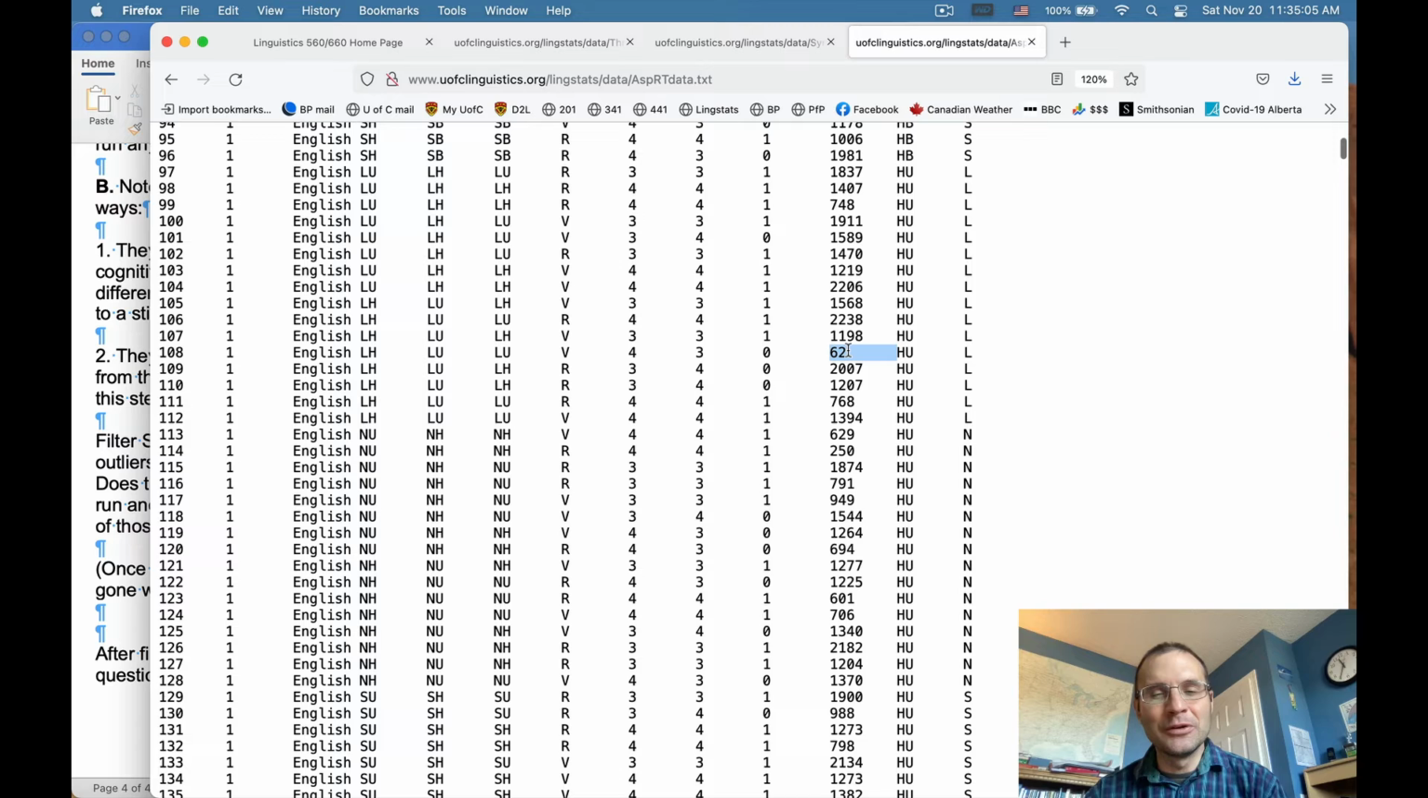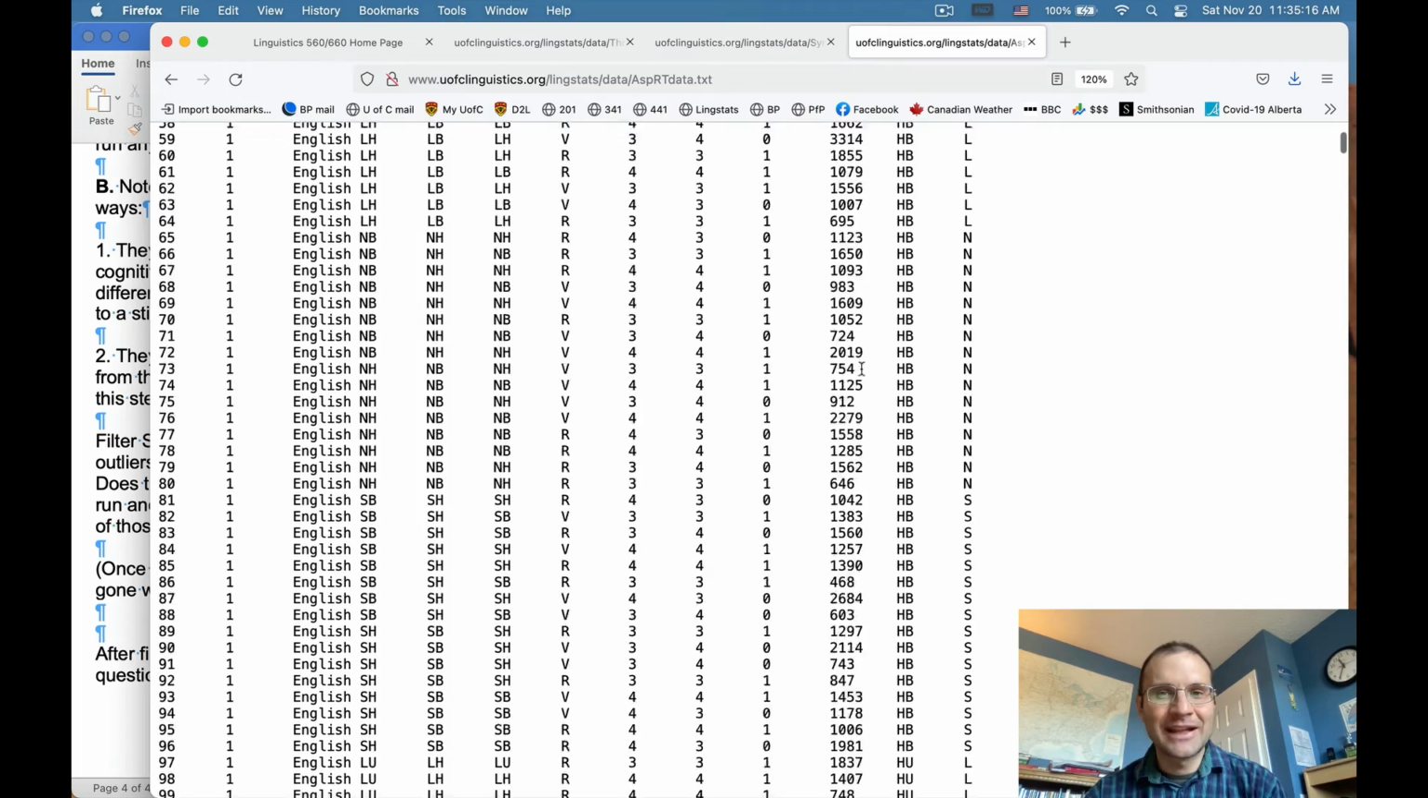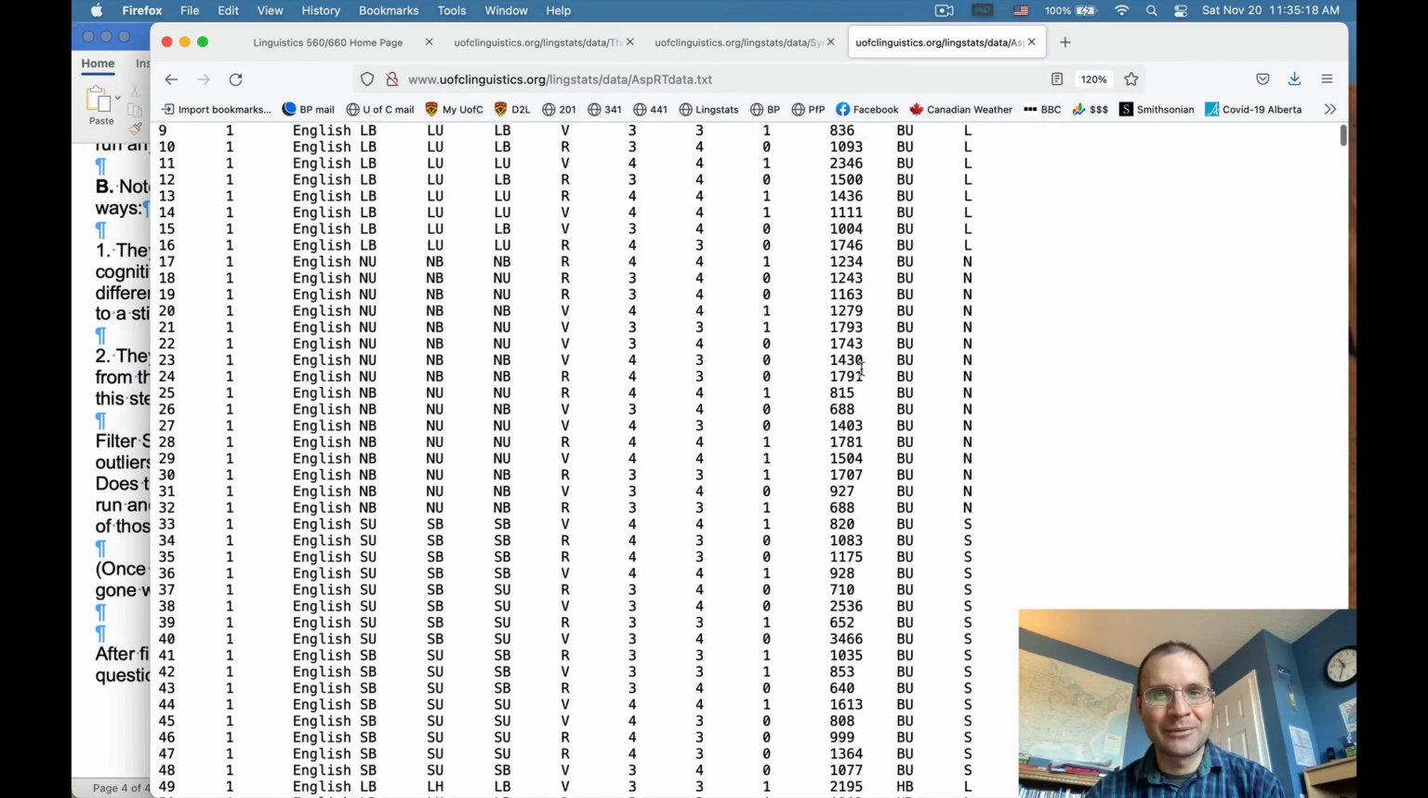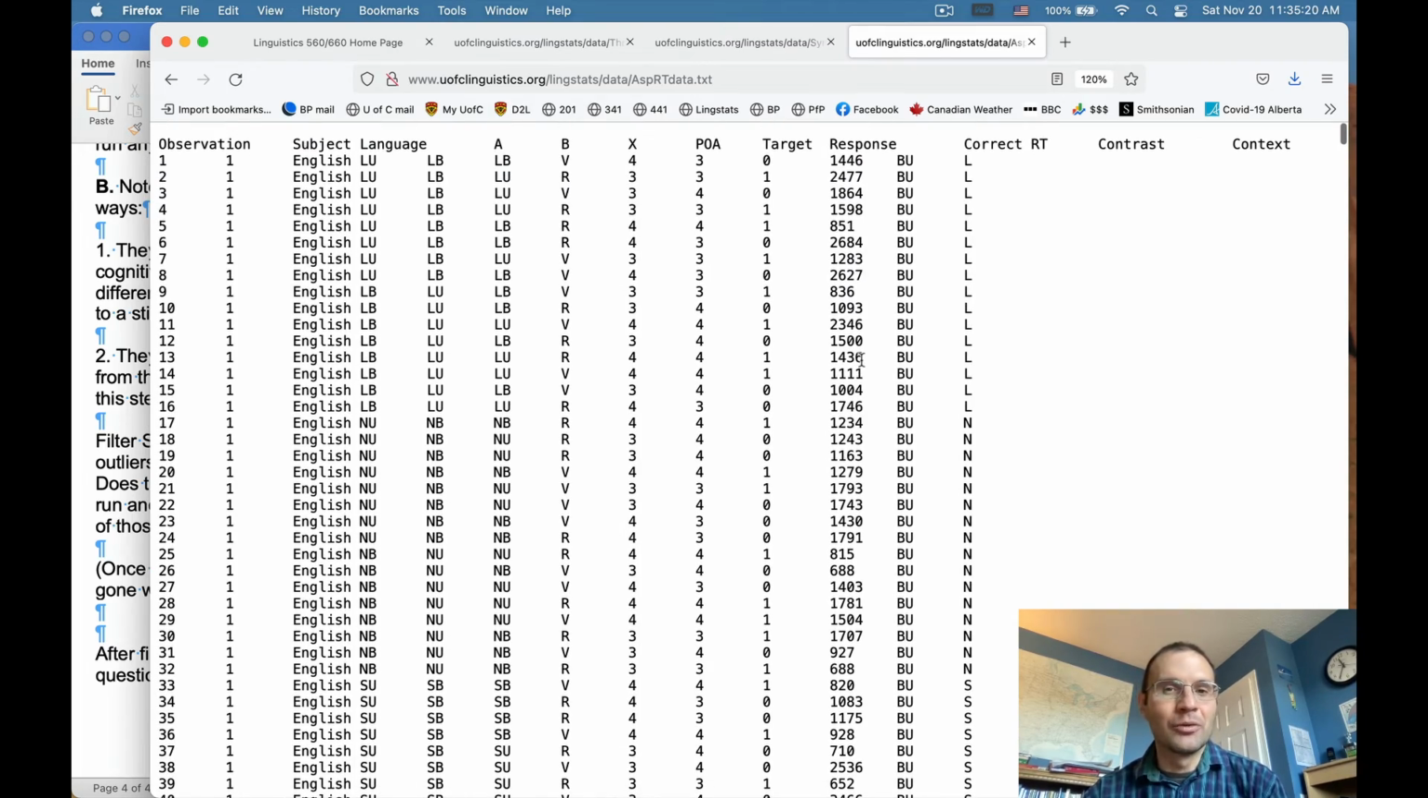Sometimes you might get people who don't really care what they're hearing. They're just clicking the button as fast as they can to get out of there. In that case, you might expect a lot of super short response times, like 60 milliseconds, which is faster than a human being can process this information. Or you might get a super long one, like 62,000 milliseconds, that sort of thing.